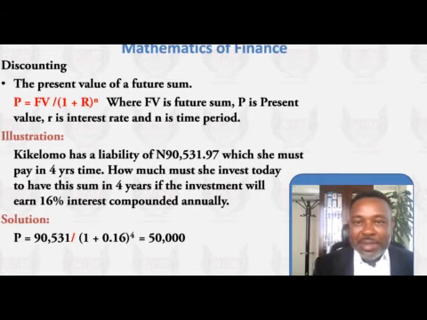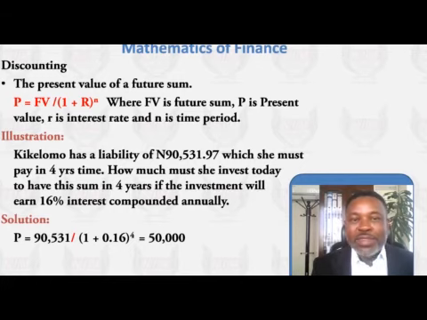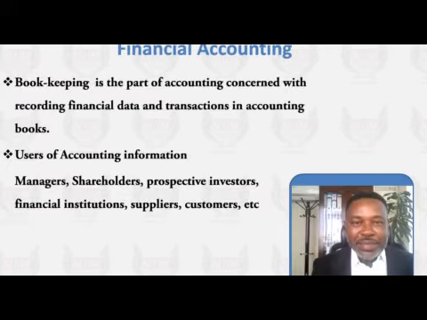So applying the formula, P is 90,531 divided by 1 plus 0.16 raised to the power 4, 4 years. And the answer you get is 1,000 naira. Now let's look at basic financial accounting. Every entrepreneur needs basic accounting knowledge to be able to understand his business better, to take better decisions, and also communicate more effectively with stakeholders.